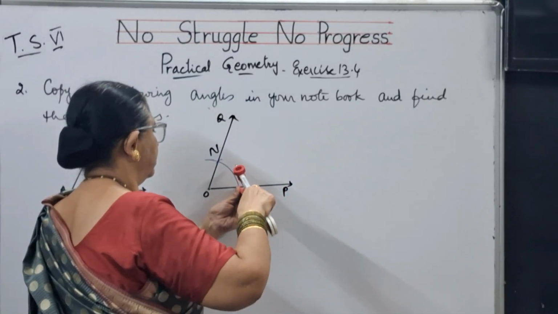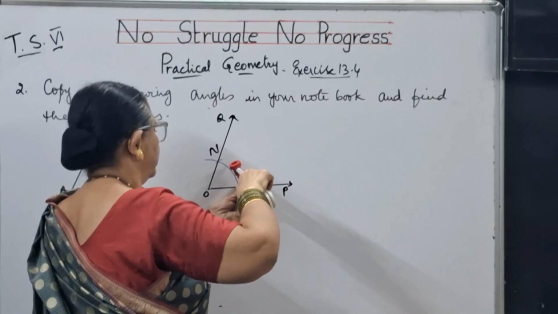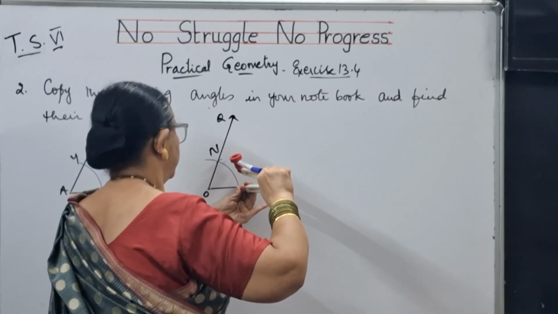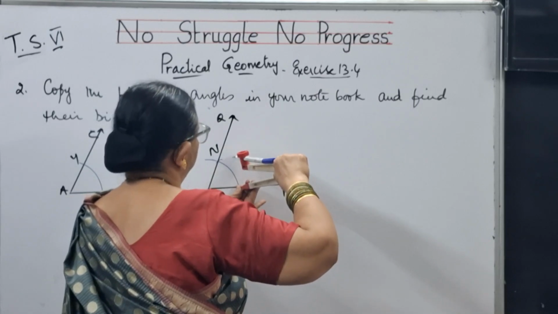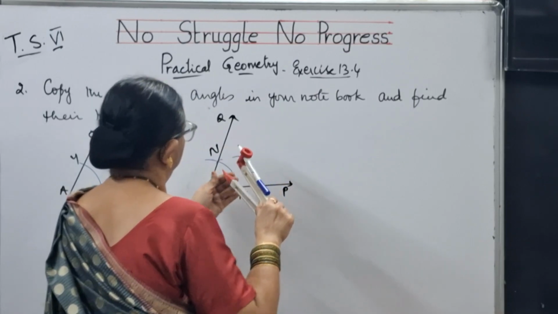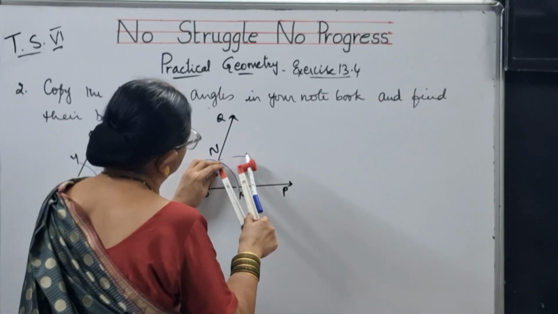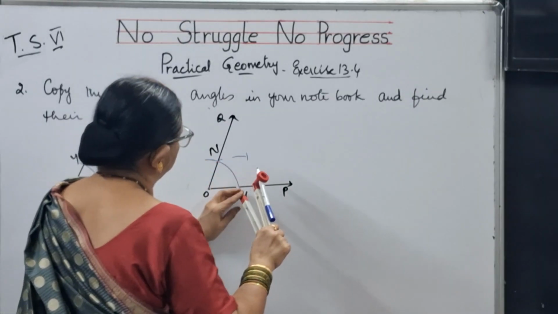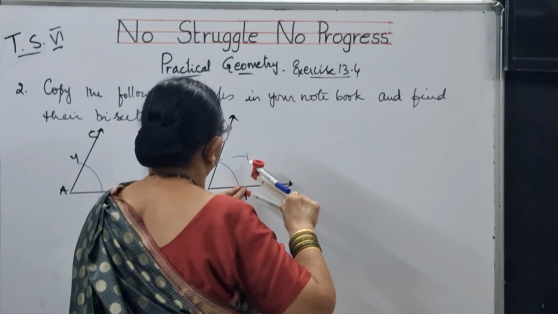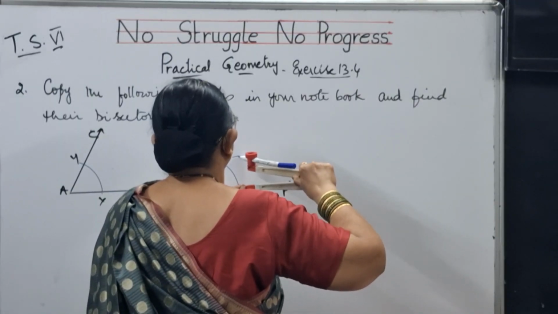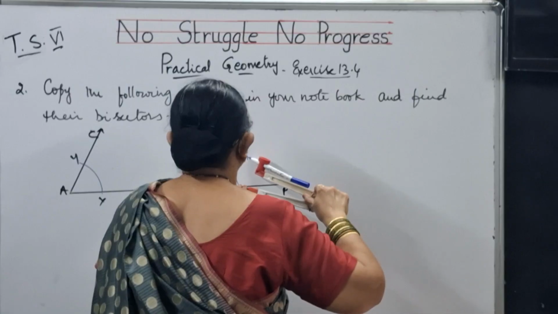M as a center, more than half of MN as radius, one arc, and N as a center, the same radius, you have to cut the arc. So this arc I should draw more so that it will cut this arc at a point.